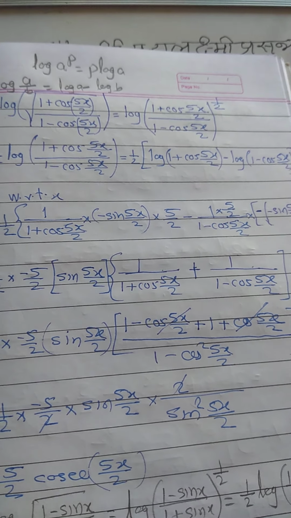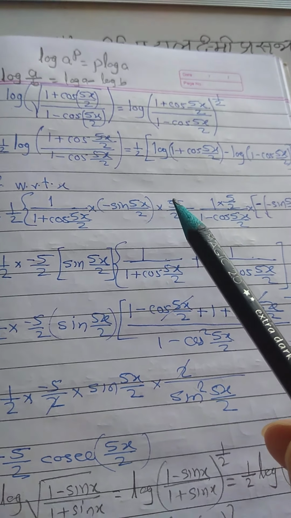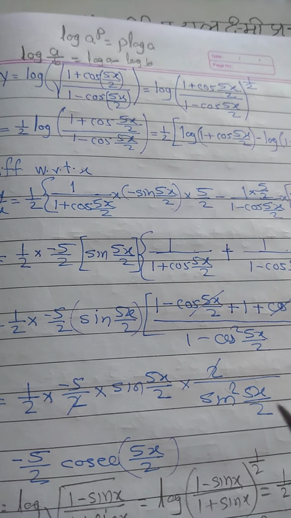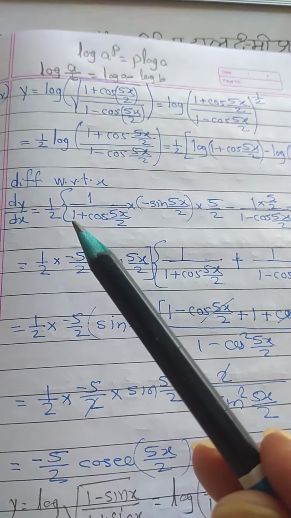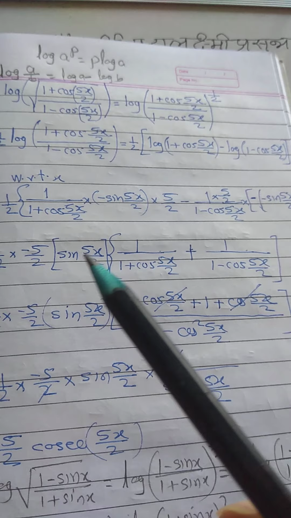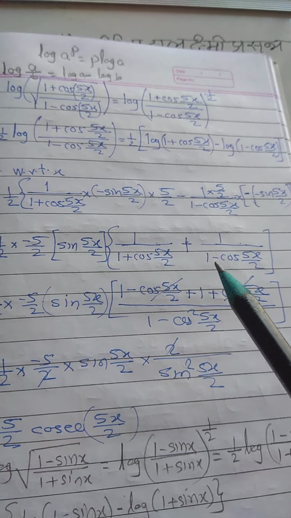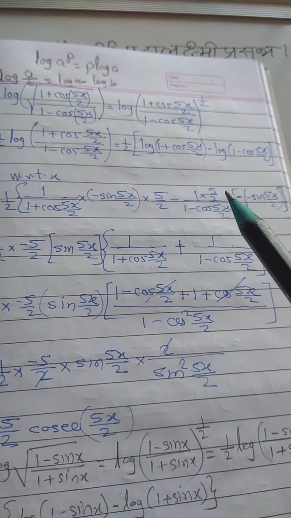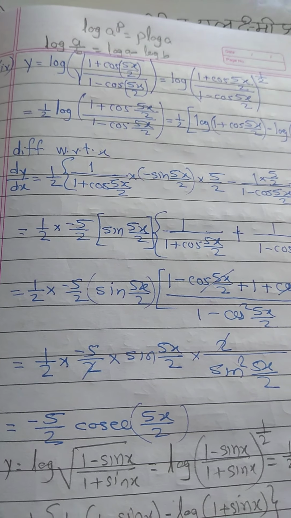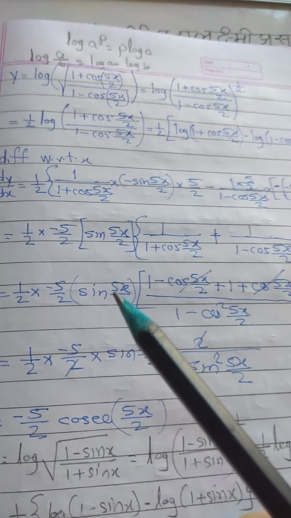Now what we can take out common is this minus 5 by 2, minus 5 by 2 sin 5x by 2. What remains behind is 1 upon 1 plus cos 5x by 2. As this minus we have taken out, this minus and minus will become plus. What remains is 1 upon 1 minus cos 5x by 2, because this 5 by 2 sin 5x by 2 is common. Now 1 half as it is, minus 5 by 2 as it is, sin 5x by 2 as it is.